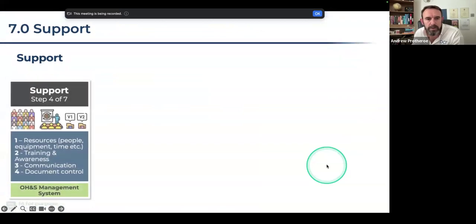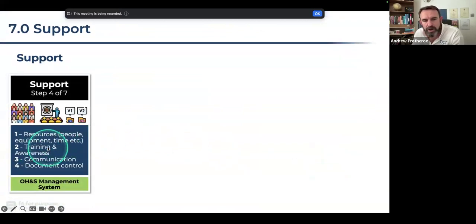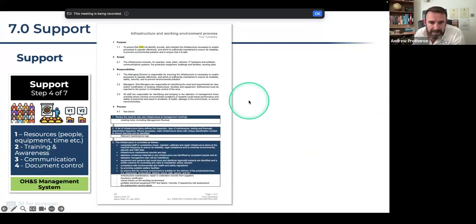Let's have a look at this support then. Support, resources, training and awareness, comms, internal, external, and good document control. Really important. Support. Are we going to have a document? Yes, we are. Do we need one? No, we don't. But we are going to say how we do it, and we're going to say who is responsible.